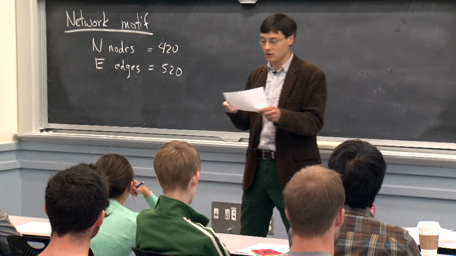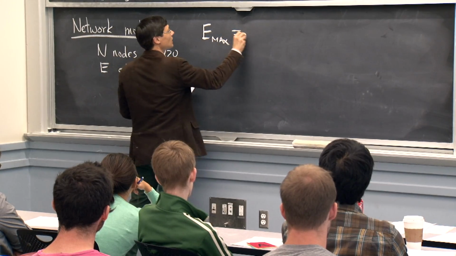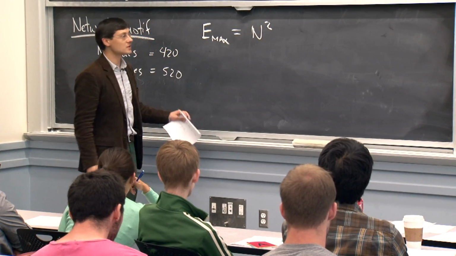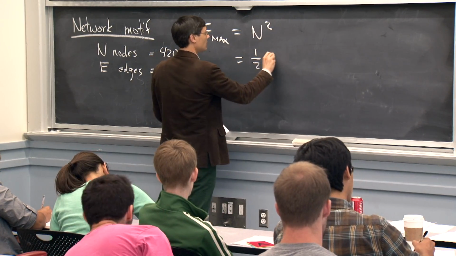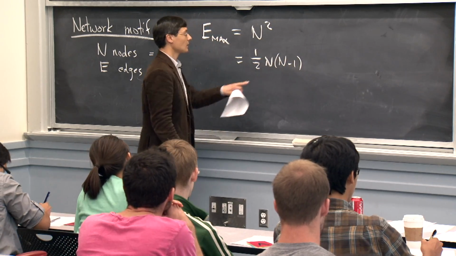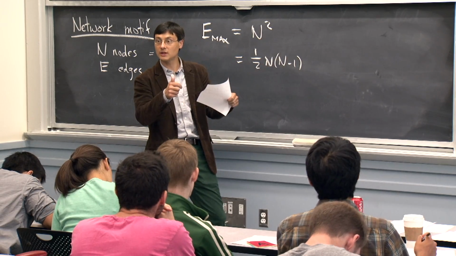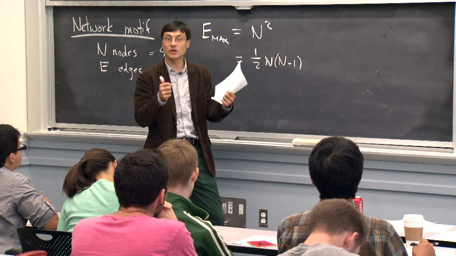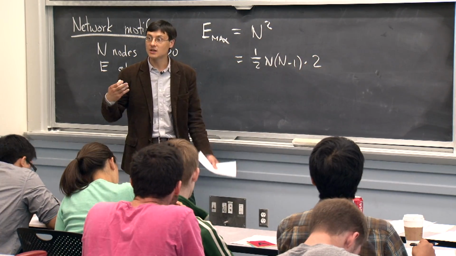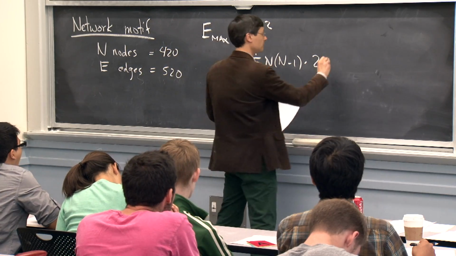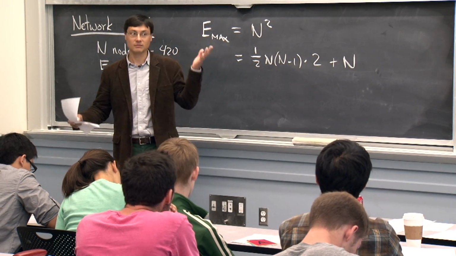But there's another way that you could think about this, so this is E max. Right, it's indeed n squared. You could also think about this, as they point out, that 1/2 n times n minus 1 is the total number of pairs in the network, right? And then for each of the pairs, you could have an edge pointing either direction, so that gives you a 2. Plus, you can have n self edges, right? And of course, these are just different ways of counting n squared.